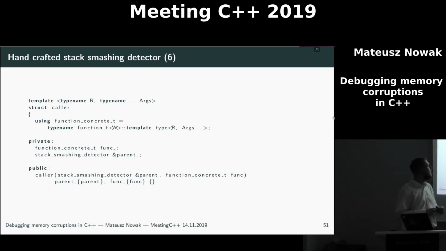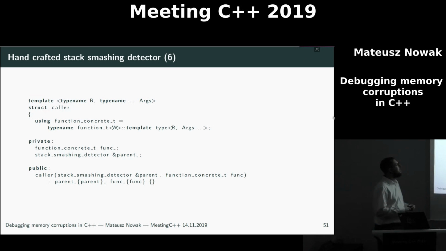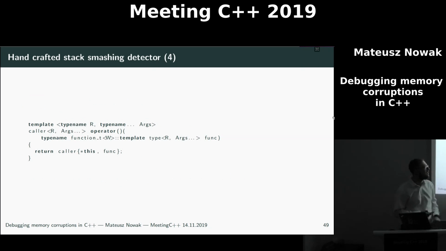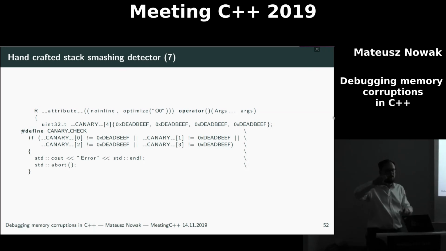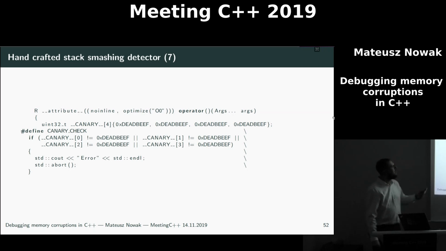Okay, so then we have our helper structure, which is keeping the function pointer, and a reference to the detector to be able to access the object pointer if we are in an object member case. Instantiate it with the function pointer, as I showed, it's done here. And again, operator parentheses, which is what is important, has to be not inlined and not optimized to prevent this canary value being reordered into some weird place, to have it always placed at the beginning of the stack frame. And again, some helper macro not to repeat the code for checking the canary values and aborting if an error happens.